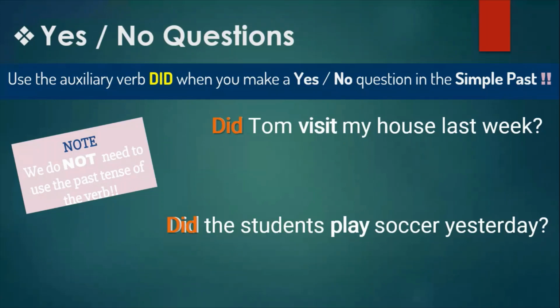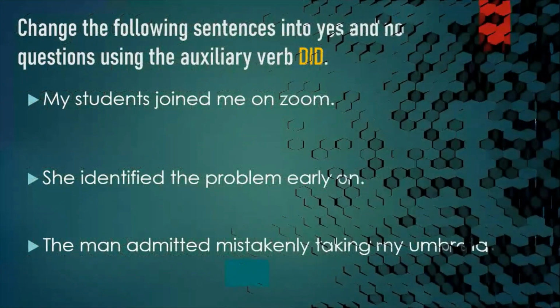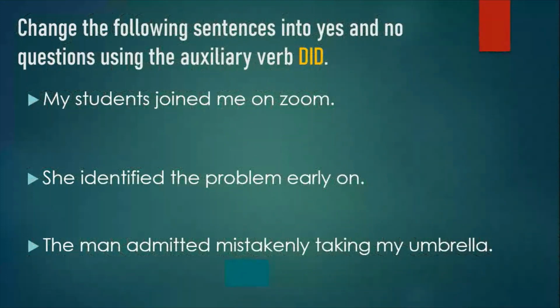Remember that the auxiliary verb did, which is do but in the past tense, shows that the sentence is in the past tense. So here we have 3 examples. What we're going to do now is we are going to do number 1 together, and then you're going to pause the video and complete the next ones.